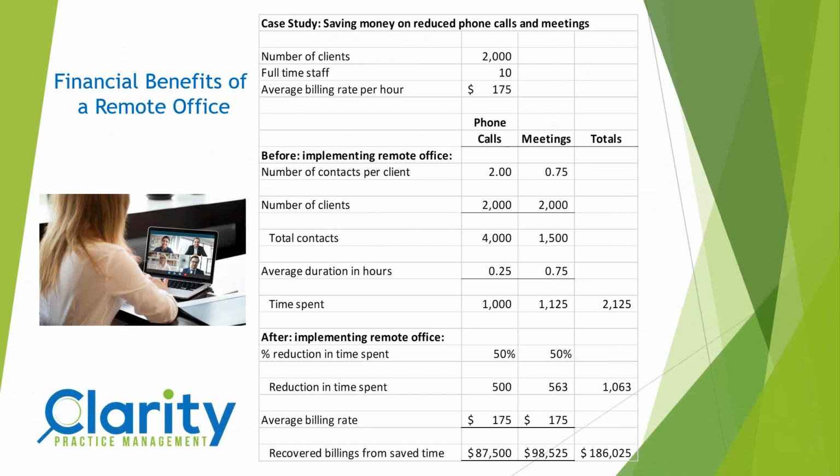I want to talk about a case study, and I think we're rounding down to about the last 2 or 3 minutes here. Let's say you have a firm of 10 people and you have 2,000 clients and your average billing rate's $175 per hour. Before Clarity, if you're spending on average 2 phone calls per client and 3/4 of a meeting, and the phone calls last 15 minutes and the meetings last 3/4 of an hour, you're spending over 2,100 hours a year on phone calls and meetings.